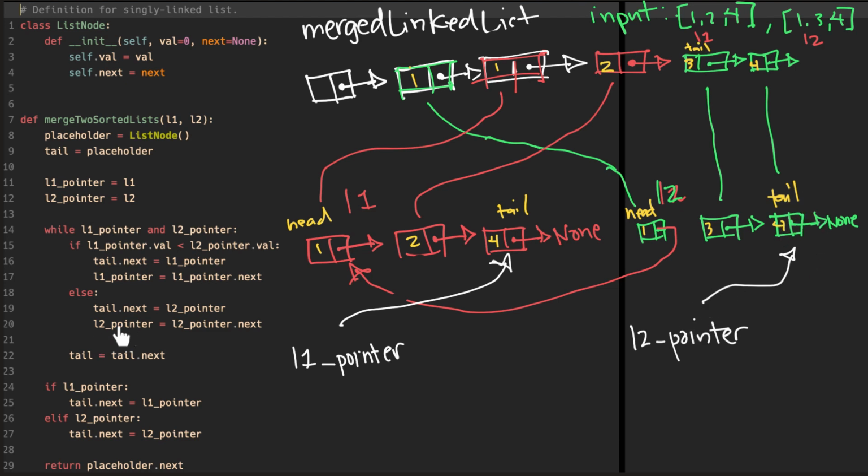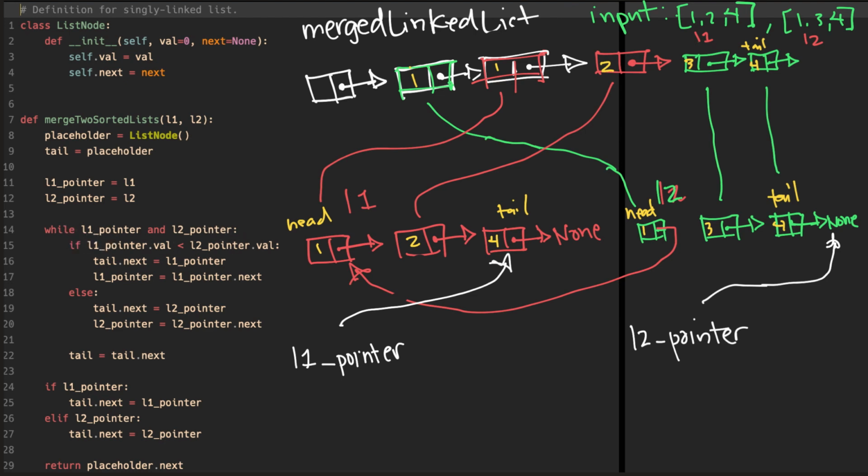So then we change our L2 pointer to point to L2 pointer.next, which is none. So this will change to point to none. And once again, we end up here where we set our tail equal to tail.next. So tail becomes tail.next. That's our new tail. And back up here we go.